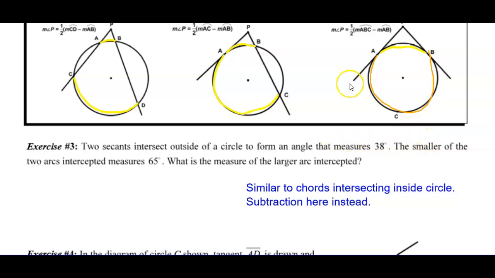Okay, so in this example, 2 secants intersect outside of a circle to form an angle that measures 38. So that means that one of these angle P's, for example, would be 38. The smaller of the 2 arcs measures 65. What's the measure of the larger arc? I'm just going to quick draw this circle. I think it might be easier to talk about if I've got a picture of it.